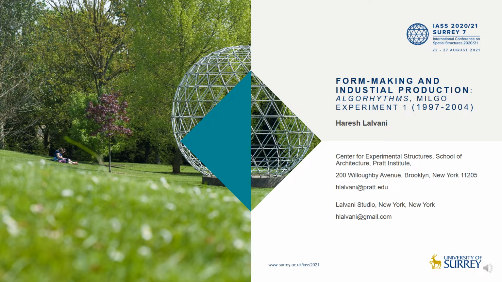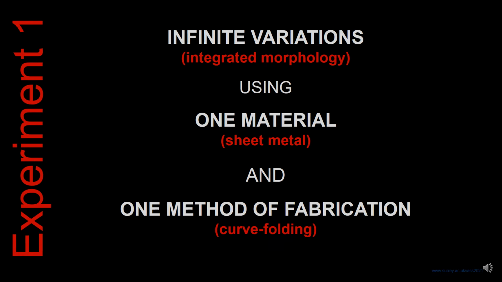This is the first of the 5 experiments done with the company Milgo-Bufkin. It spanned from 1997 to 2004. The goal was to make infinite variations from unified morphology using one material, metal in this case, and one method of fabrication, curve folding, to make fluid 3D forms that are stronger and are made from flat sheets using available technologies like laser cutting, water jet cutting, and other methods.